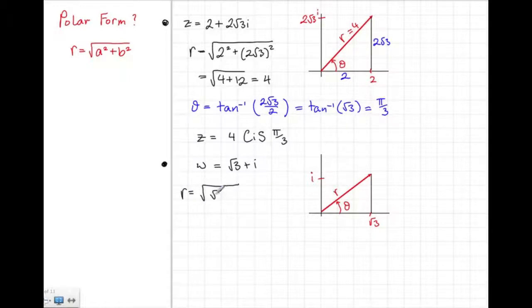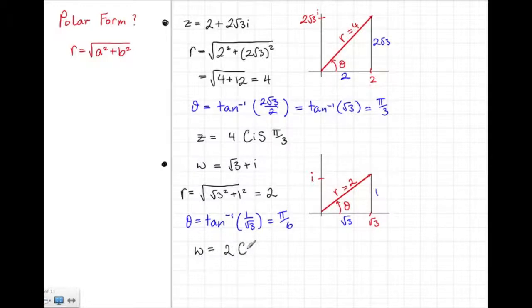So r is equal to the square root of root 3 squared plus 1 squared. This works out as the square root of 4, which is 2. So the modulus is 2. Working out theta, the argument, we consider the triangle. Here we have tan inverse of opposite over adjacent, 1 over root 3. Again, it's one we might recognize, but using the calculator, we see this is 30 degrees or pi over 6. So writing out in polar form, w is 2 CIS pi over 6.